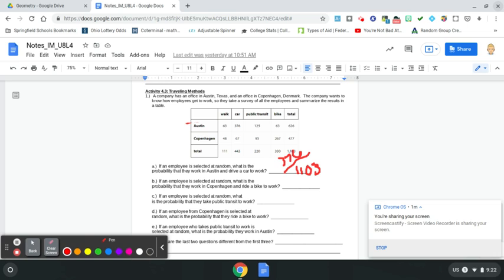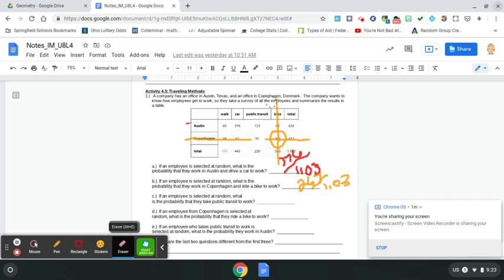Let's take a look at the next one. With the next one, an employee is selected at random. What's the probability they work in Copenhagen and ride a bike? So again, we're out of 1,103, but now we're looking at Copenhagen and ride a bike, and we can see that that intersection is right there. That's 267. So we've got 267 out of 1,103.